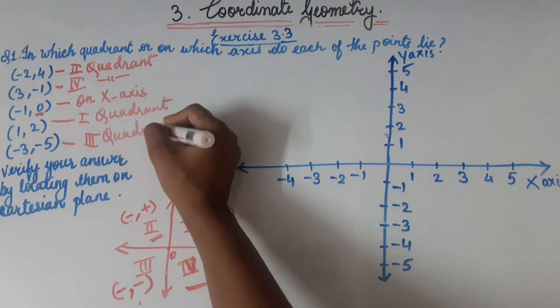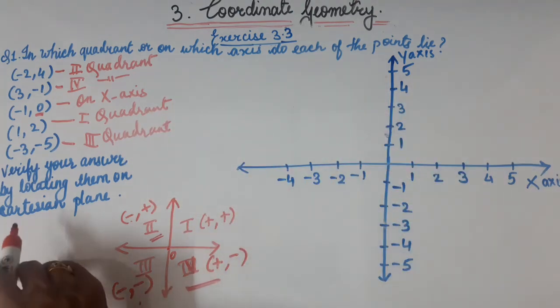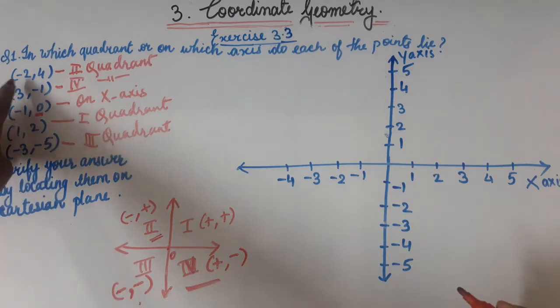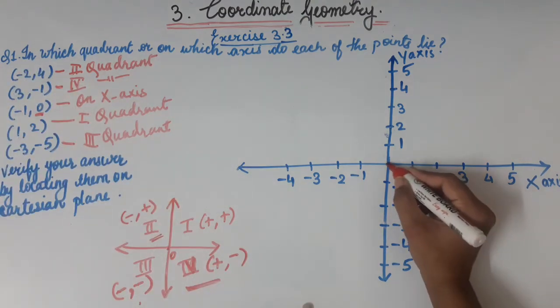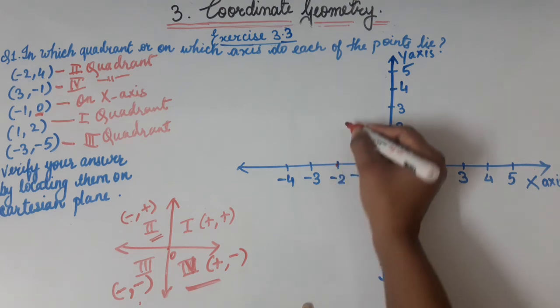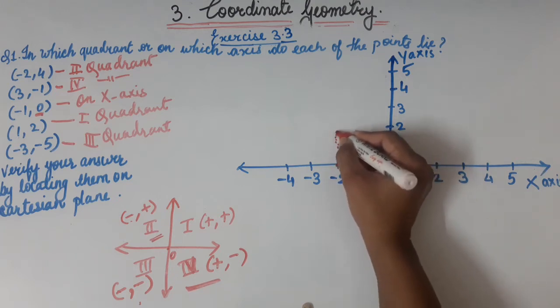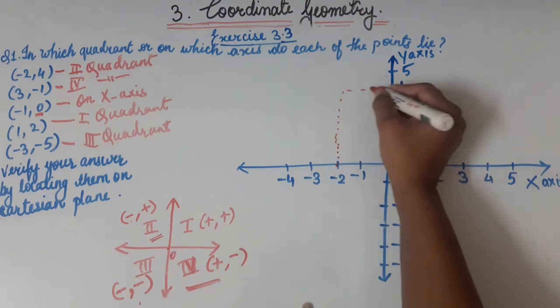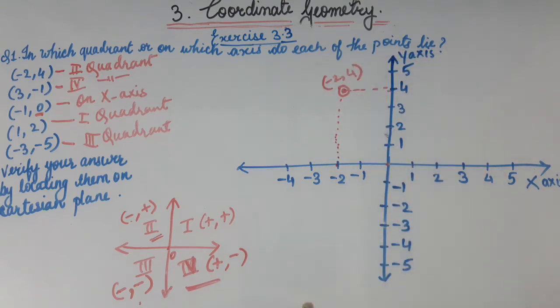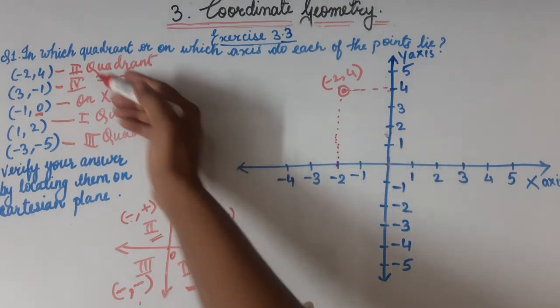So this we can tell without actually locating the point, but it is asked to verify your answer by locating them on the Cartesian plane. So we need to locate them. Draw the Cartesian plane on your graph paper. Now let us start locating the points. Your first point is minus 2 comma 4. Minus 2 means to the left side of origin, and 4 means above the origin by 4 units. So go up by 4 units, you will reach here, and this will be your point minus 2 comma 4. See, it is in the second quadrant, and we wrote second quadrant.